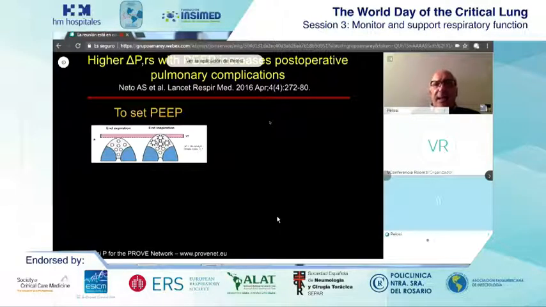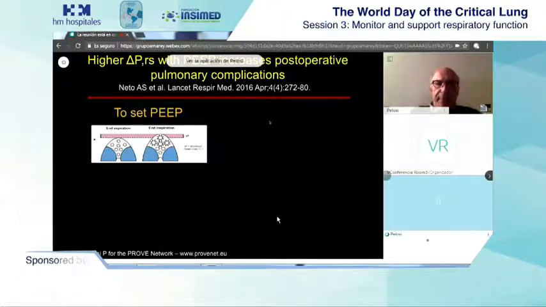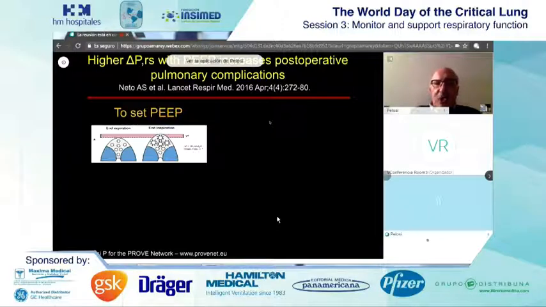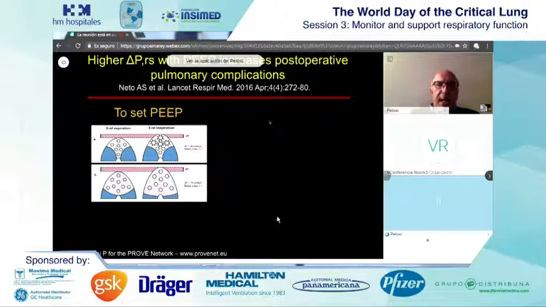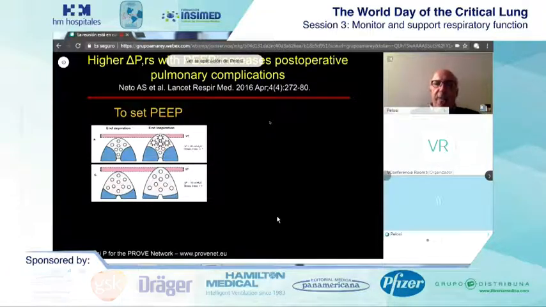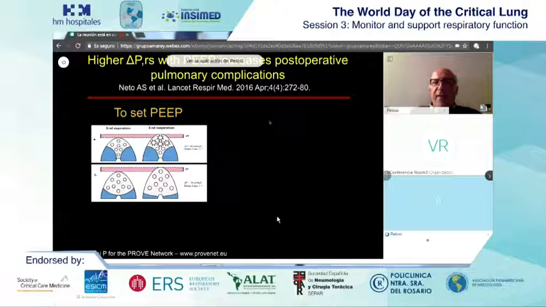Another applicability of driving pressure, even during surgery, is to optimize the setting of PEEP. This is again an example in which we are delivering the tidal volume in a less aerated lung, and we have a driving pressure of 20 centimeters of water. Then we increase the PEEP, for example, and we increase the amount of aeration. And for the same tidal volume, the driving pressure is decreasing, so the compliance of the respiratory system is improving.